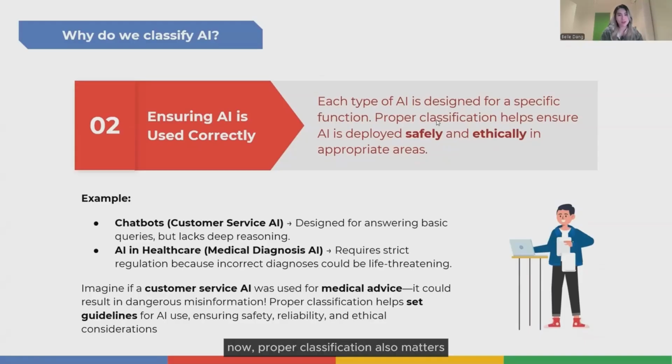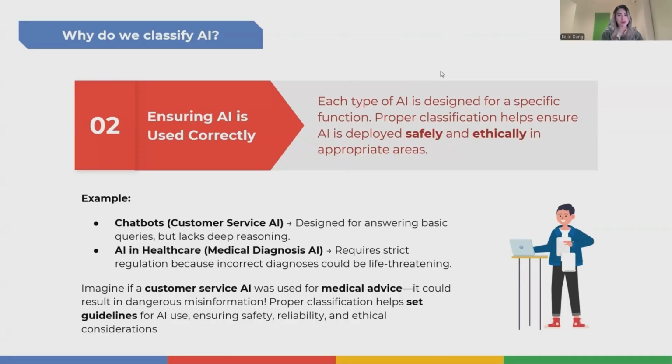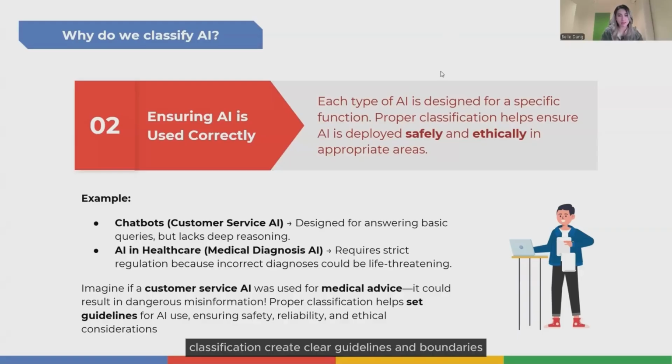Now, proper classification also matters for safe and ethical use. Every AI system is built for a specific function. Think of a customer service chatbot, which is excellent at answering simple questions, but not meant to replace professional advice, especially in critical fields like healthcare. For instance, a medical diagnosis AI must be held to strict standards because an error could have serious, even life-threatening consequences. Classification creates clear guidelines and boundaries. It ensures that a system is applied only in the context where its strengths match the needs, and that helps protect us from potential misuse.